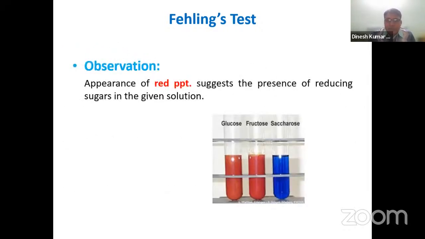See, this type of red color will be shown by glucose and fructose, which are reducing sugars, and sucrose, which is a disaccharide, is not showing any color, showing the same blue color of the Fehling reagent.